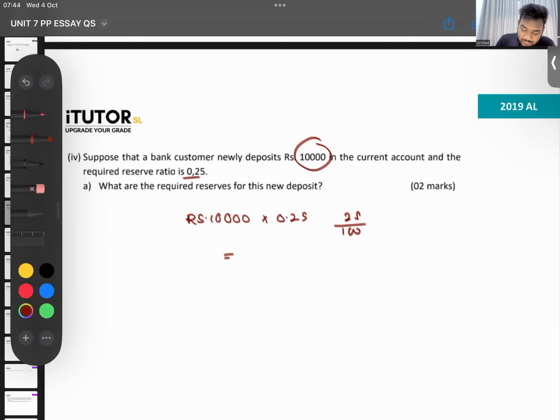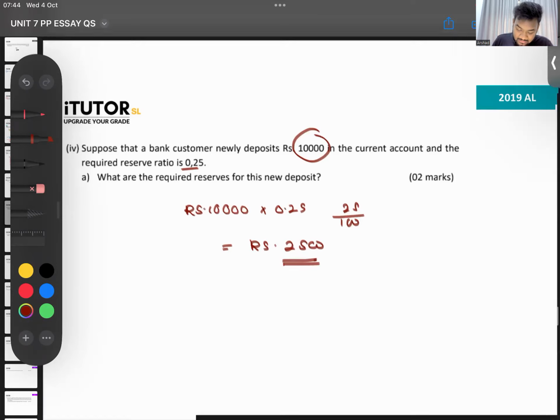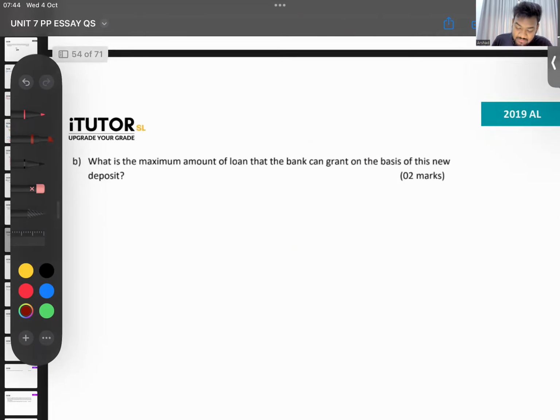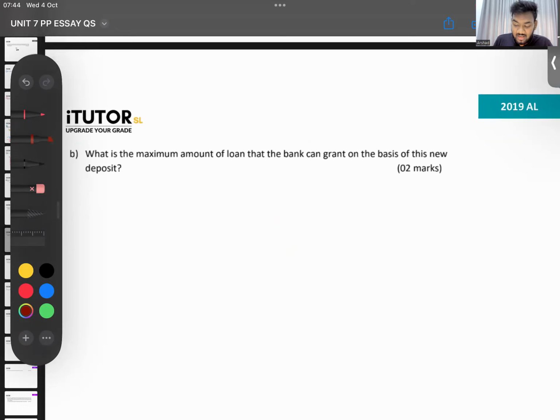So how much should we keep? We have to keep 2,500. That is our required reserve. You get 2 marks there. Okay. Then part B, what is the maximum amount of loan that the bank can grant on the basis of this new deposit? Another free 2 marks, no? So what is the maximum loan that they can grant now? The maximum loan they can grant is the balance, 7,500.